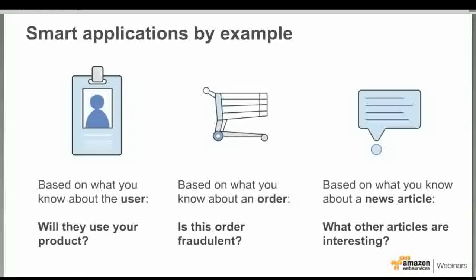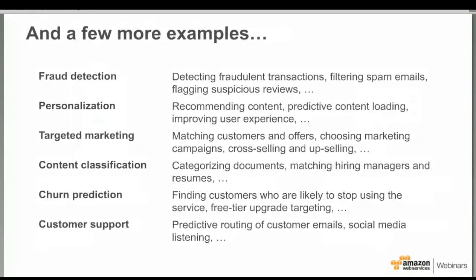Based on what you know about a news article, what other articles are interesting? What other content can be shown? These are three examples, but there are so many more examples. I'll just run through this list very quickly, and I'll come back to some of these later in the presentation. Fraud detection of all kinds is a great use of machine learning technology because we can learn from fraudulent transactions in the past, and we know a transaction is fraudulent, for example, because a bank has eventually declined it. We can use this information to detect fraudulent transactions and not allow them to go through.